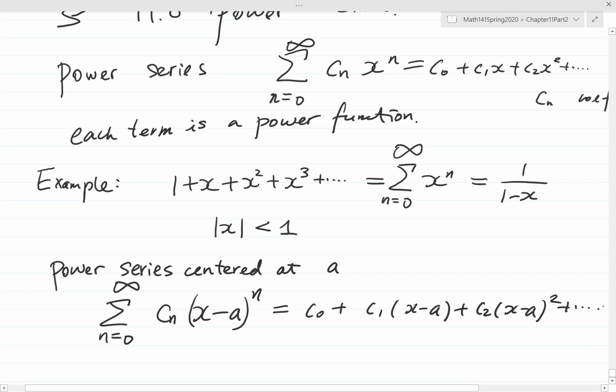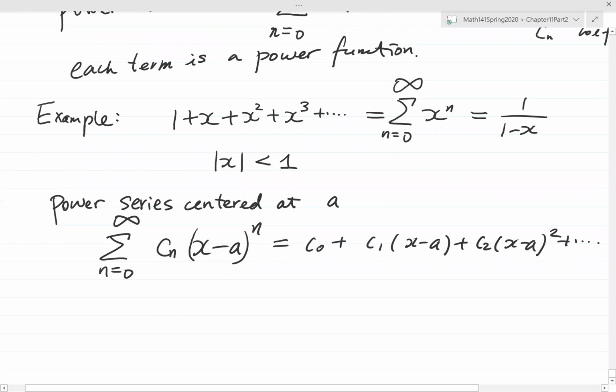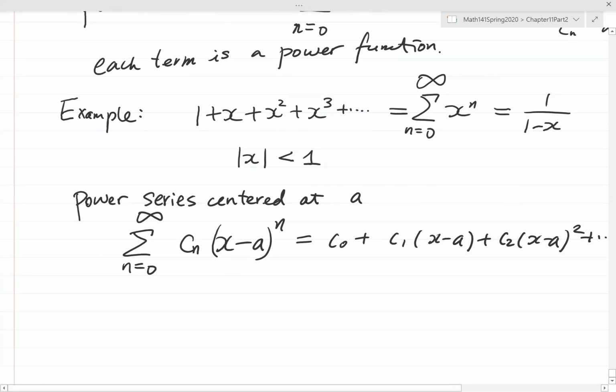Now we study the convergence of power series: for what values does the power series actually converge?